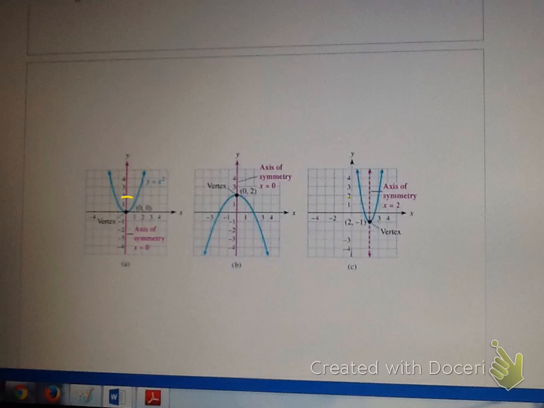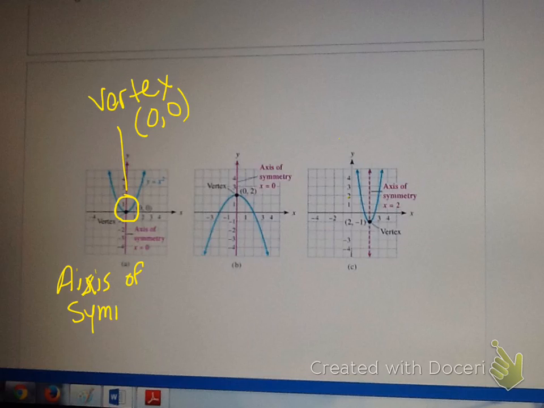You can see here on this parabola, the vertex is the point 0, 0. The axes of symmetry is going to be the line that splits it in half, and that ends up being that y axis, so that's x equals 0. Again, your axes of symmetry will always be x equals whatever the x coordinate is. That's how you'll write your axis of symmetry. Your axis of symmetry is a line, so it has to be x equals some number.